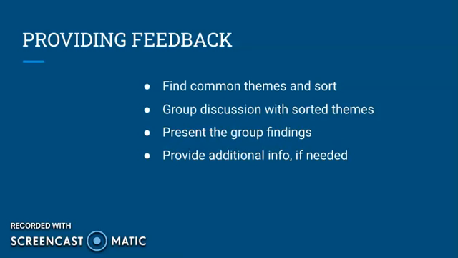Based on the limitations, I want to also put emphasis on focusing on the positive, what they have learned, what they know, so that I have a positive impact on their self-efficacy levels. And once I give enough time for them to discuss, they will provide the group findings, and I will provide additional info if needed.